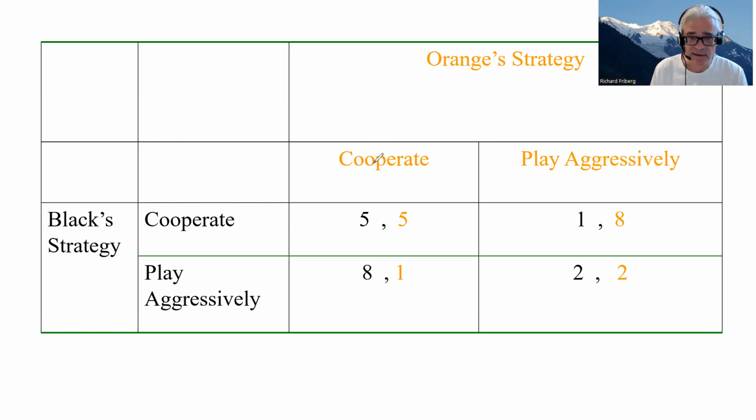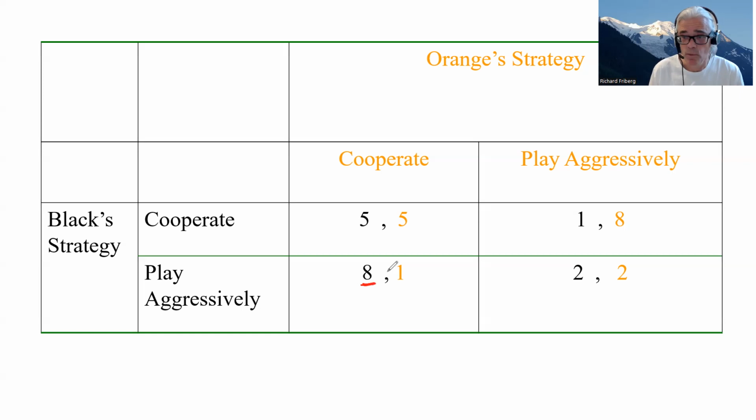Well, we're assuming that if orange is cooperating, black is evaluating the different strategies that she can play. She can cooperate, getting a payoff of 5, or she can play aggressively, getting a payoff of 8, if orange were to cooperate. So the best response for black, comparing payoff 5 to payoff 8, 8 is higher, so playing aggressively is the best response in that sense. So we're marking that. We can circle, check, or underline. Okay, so we've looked at that first.